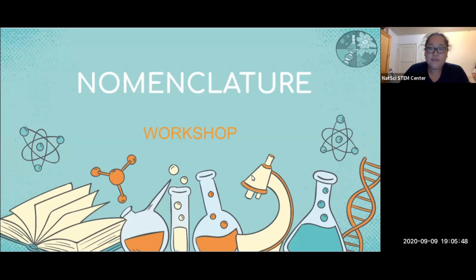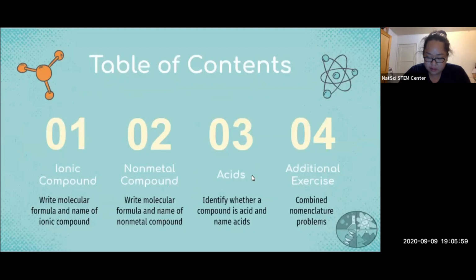Okay. So what we'll be going over today is nomenclature of chemical compounds. We'll be naming ionic compounds, non-metal compounds, acids, and doing additional exercises. So first we'll go over the basics of how to name it, and then we'll do a few problems, and then we'll go on to the next section.